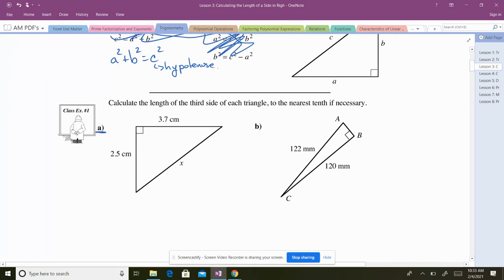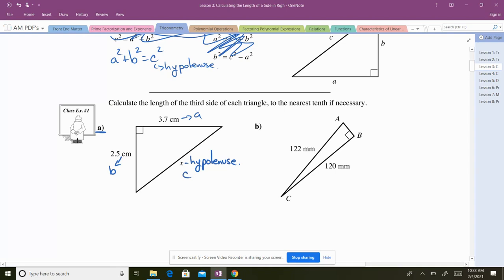what side is the hypotenuse? X, right? This is the hypotenuse. So then you can just call the other sides A and B. You could have flipped them if you wanted. It makes no difference. But the longest side has to be the hypotenuse, has to be C. Okay, so this is C.